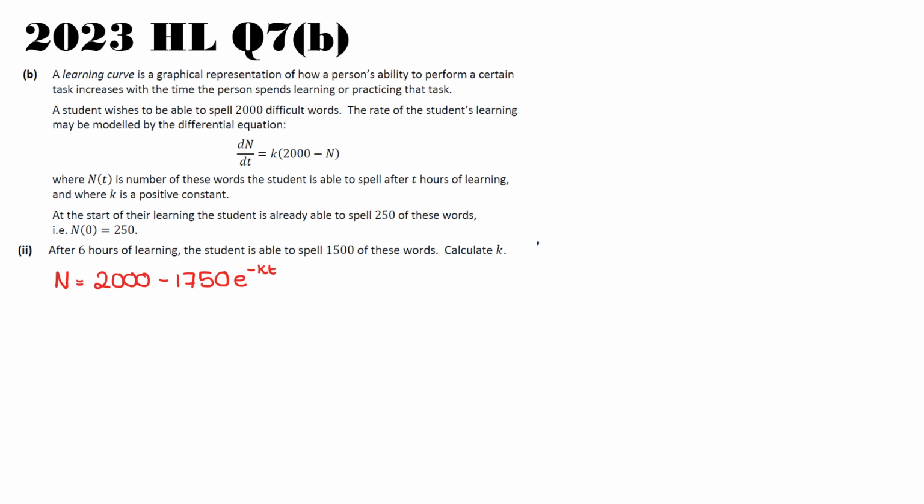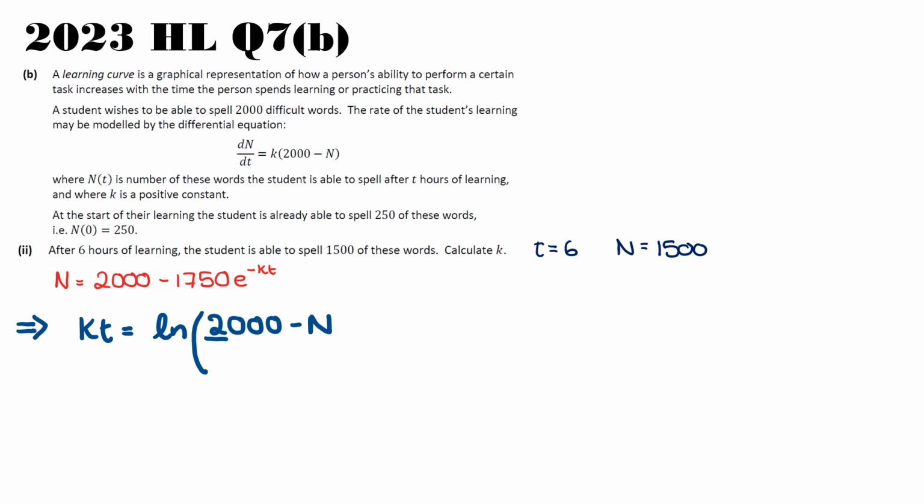So our values are when t equals 6, n equals 1500. But in order to work backwards, it's going to take a few steps. So going back to part 1, we can find the line that reads kt. Well, ours reads slightly backwards. So kt equals minus natural log 2000 minus n over 2000 minus 250. And there's a minus in there at the front. So we can use that instead because that's going to be much, much easier for us to isolate our k.